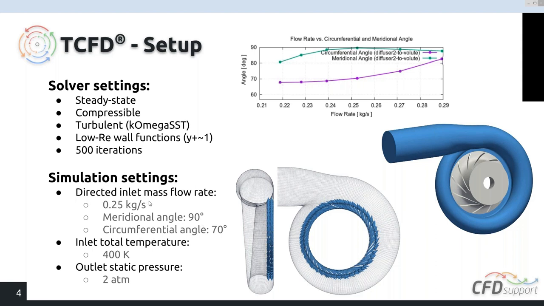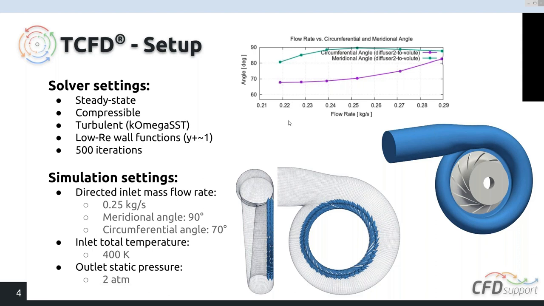So basically before that, we ran the simulation with the full geometry. Then we focused on the load point, on the best efficiency point, which was around 0.25 kilograms per second. And we read the meridional and circumferential angle at this interface, to see the direction of the flow at this interface, which are then set by this particular boundary condition. And the rest of the flow condition is 400 kelvins as an inlet total temperature, and at the outlet we set the static pressure, which is 2 atmospheres.